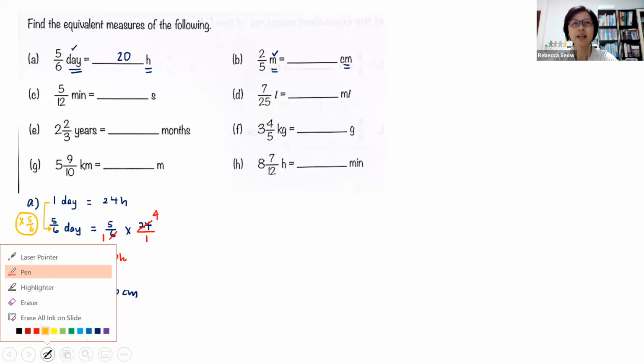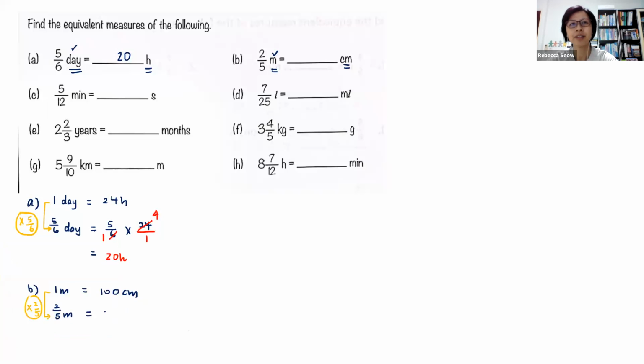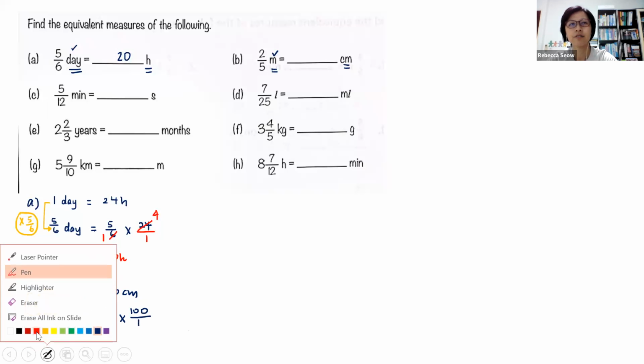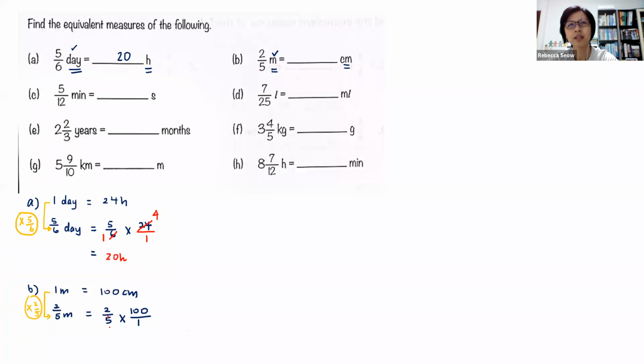In the same way, I'm going to do it on the right hand side. I take 2 out of 5, the same factor, multiply by 100. And from there, I should be able to work out my answer. I divide both sides by 5, and my answer will be 40 centimeters. So there goes my answer, 40 centimeters.